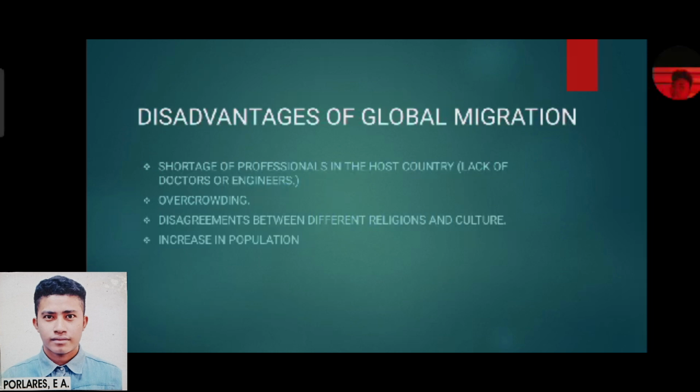The next one is the disagreements between different religions and cultures. If you migrate to other countries, there is a conflict about religions and culture. So you must adapt to the culture of the country you migrate to.